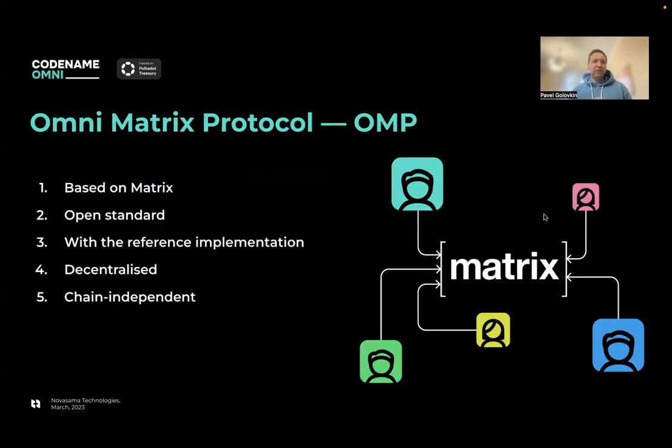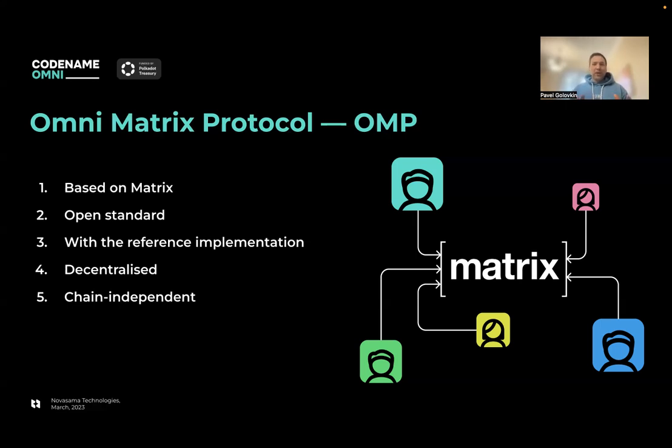So this is a solution, but how are we going to achieve it? Our solution is called the Omni Matrix Protocol, or OMP for short. And I think that many people in the ecosystem are familiar with Matrix and the Element chat that uses Matrix. So OMP is based on Matrix. And Omni Matrix Protocol is an open standard. So the standard will be published and everyone can use it. And we are going to provide our reference implementation that guarantees that if you implement this standard in this way, it will work 100%.